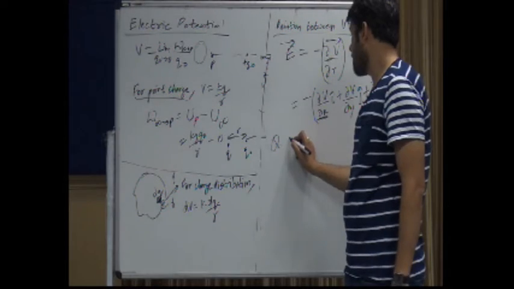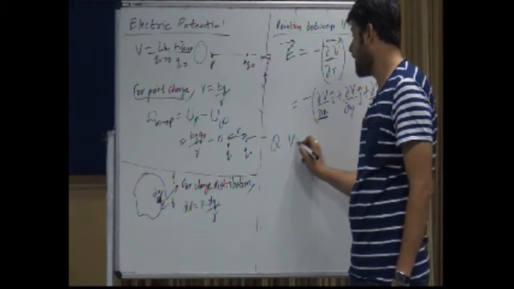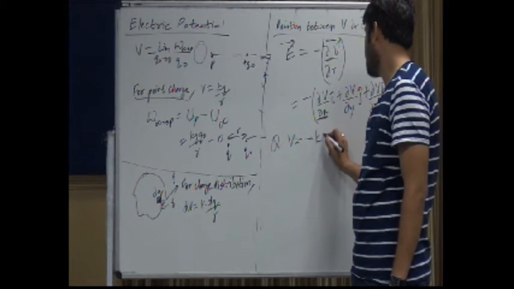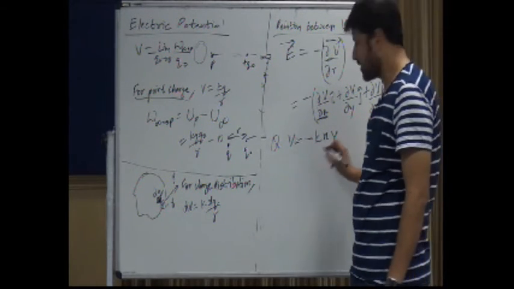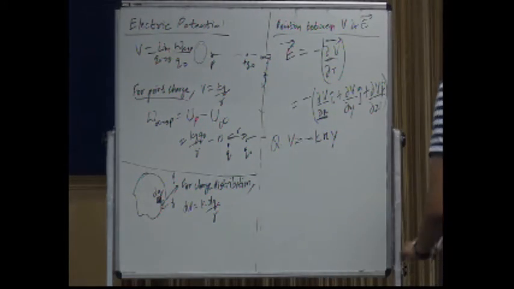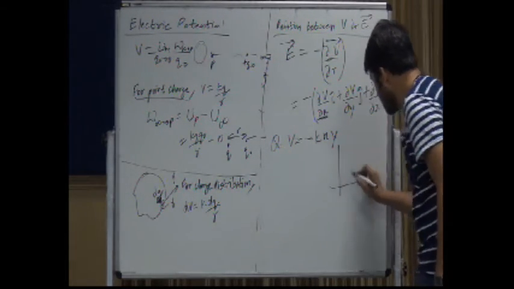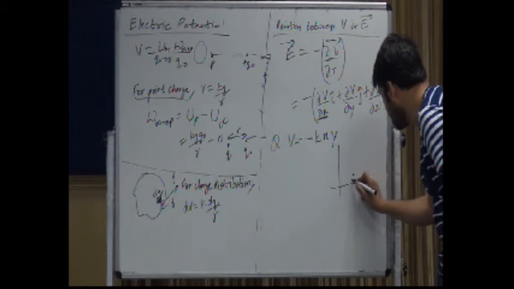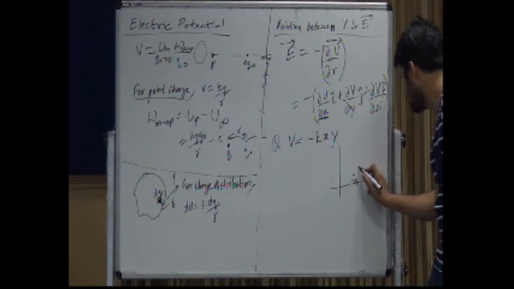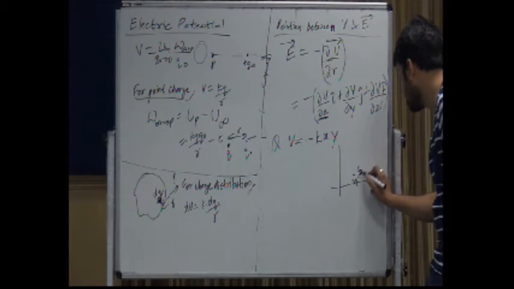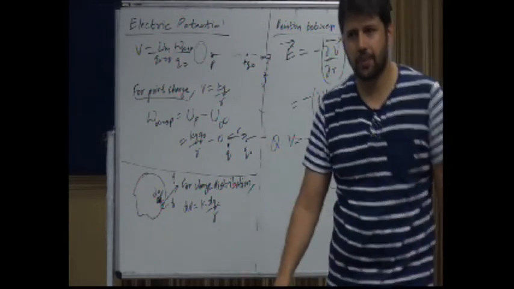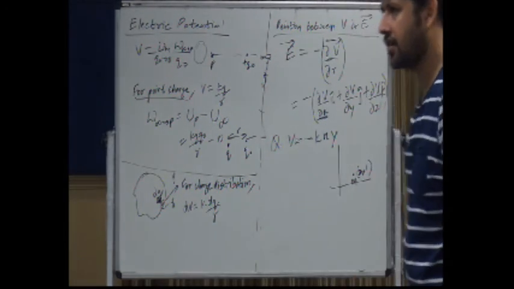Now, the potential in a region is given by minus kxy. Z is 0. A charge is placed at a point (2, 1).